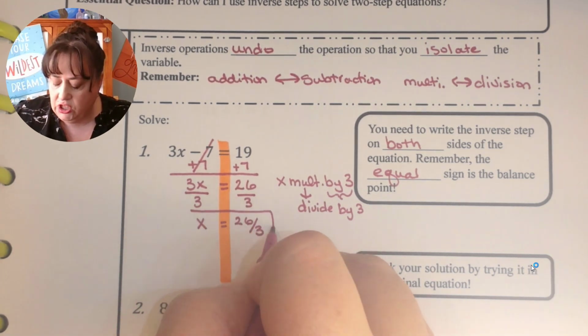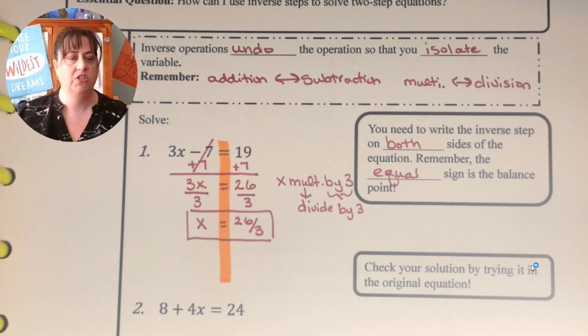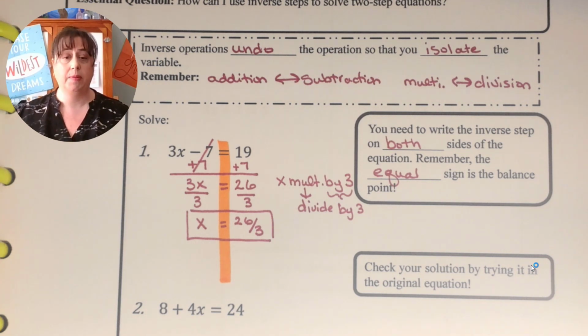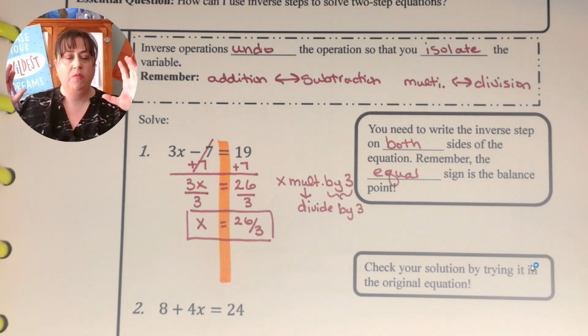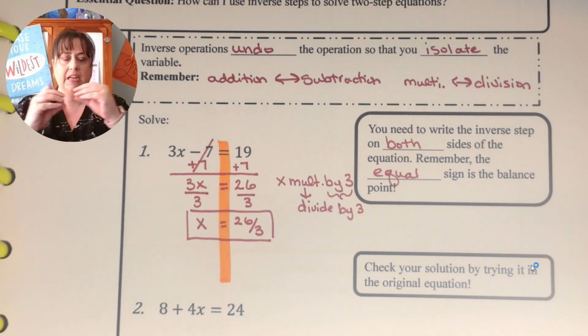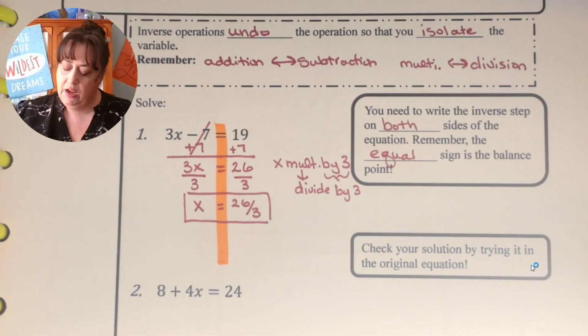We are going to leave it just like that. We are not going to change it into a mixed number or a decimal. We're just going to leave it exactly like that. That's it. And we are done with the problem. That's all there is to this. So remember, you have to move the constant away just like we did in our tape diagrams and get it to just the variable. So we should check it by trying it in the original equation.